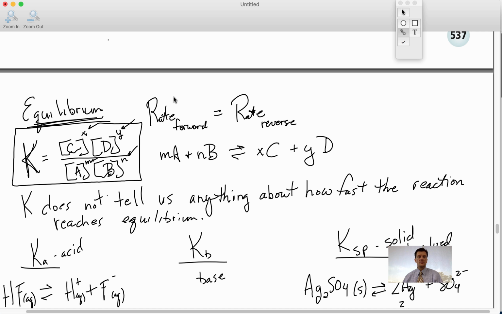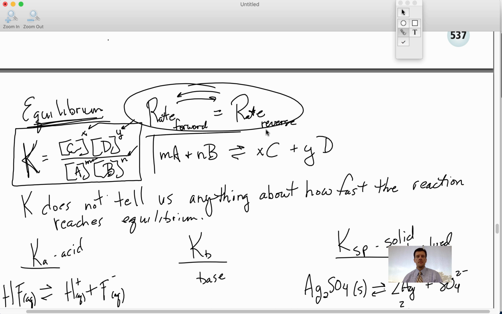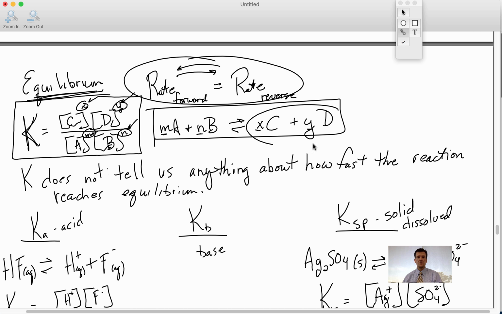All right? Also remember that at equilibrium, it means that the forward rate is equal to the reverse rate. It doesn't mean the concentrations of the reactants is equal to the concentration of products. It means the rates in both directions are equal. That is a general balanced equation, just showing you that the m and the n, the x and the y, all become your coefficients, your exponents in the equilibrium constant expression. Okay? It is always products over reactants.